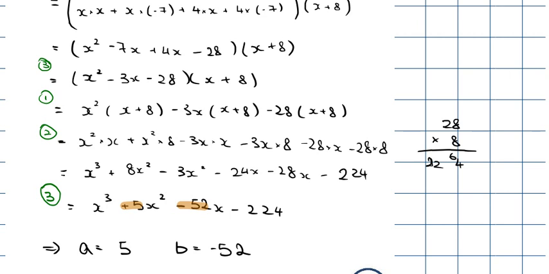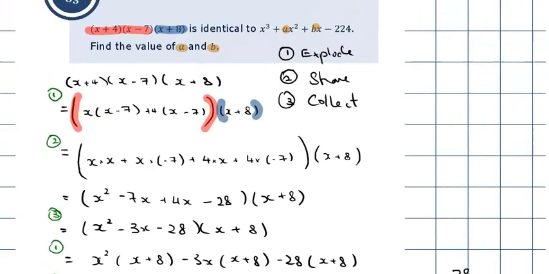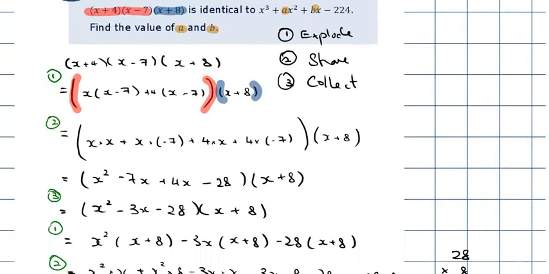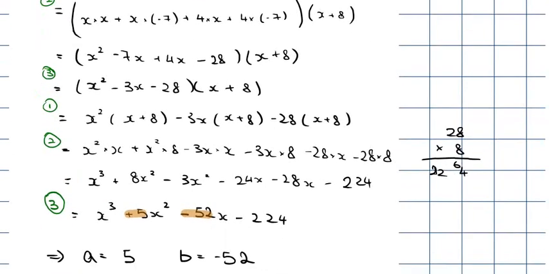So yeah, it's a long question, but all you need to do is just follow the 3 rules: explode, share, and then collect. And you just do it twice, and everything falls into place, just like that.